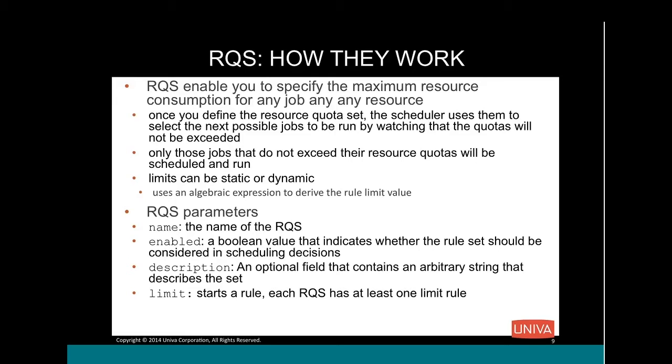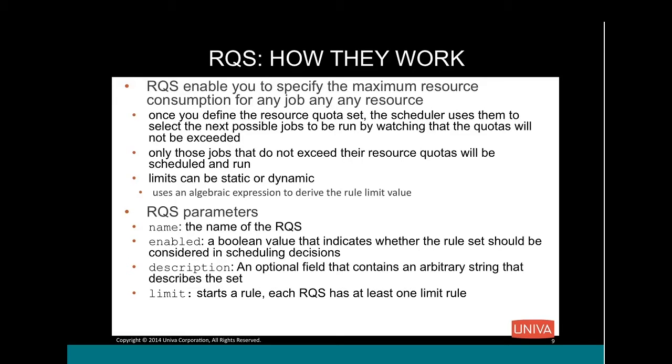Now, you define resource quota sets with the qconf command, much like many of the other administrative commands and configuration within Grid Engine. And there are several parameters for a resource quota set. There is the name of it, and this is just a name to refer to the resource quota set. A flag, which tells you whether it is enabled or disabled, so whether this entire resource quota set rule set should be considered. A description of it, which is an arbitrary string to really just give the administrator more detail on what this resource quota set was for. And then there are limits, and those are rules. Each resource quota set has to have at least one limit rule, but of course it can have more.